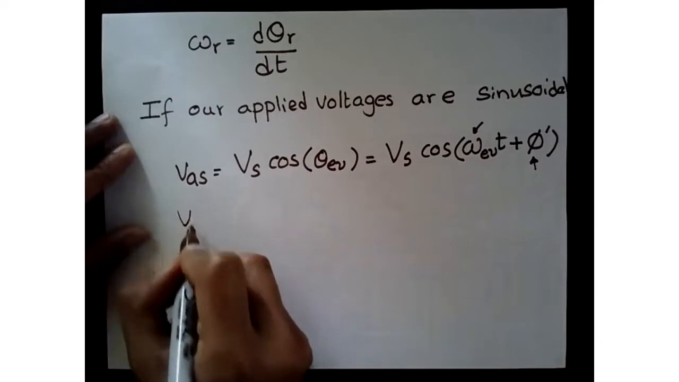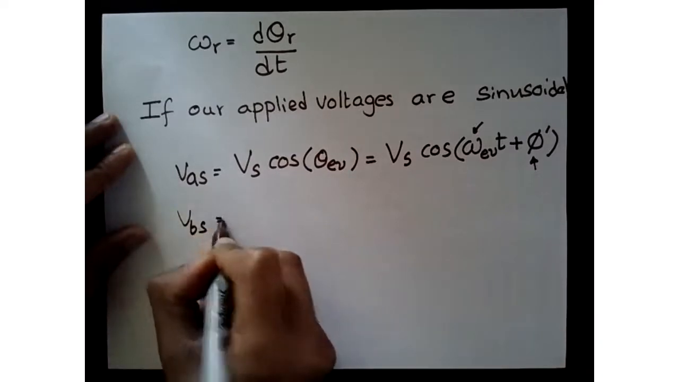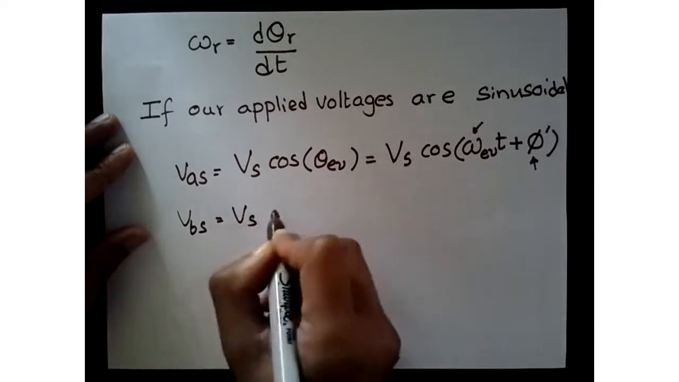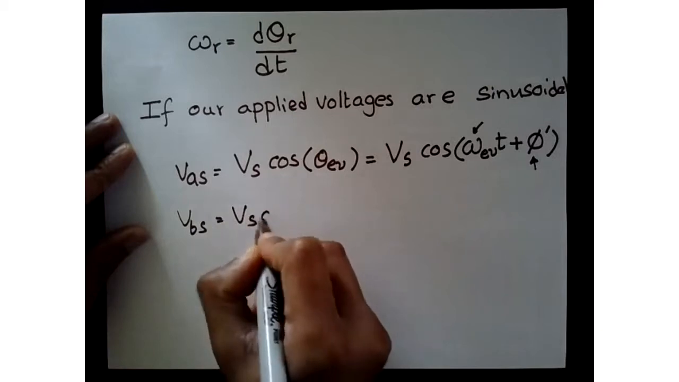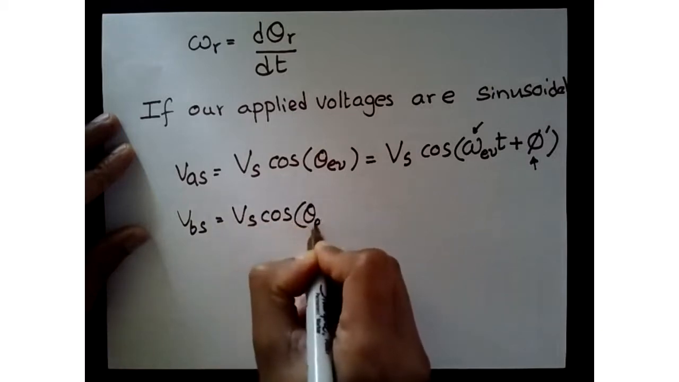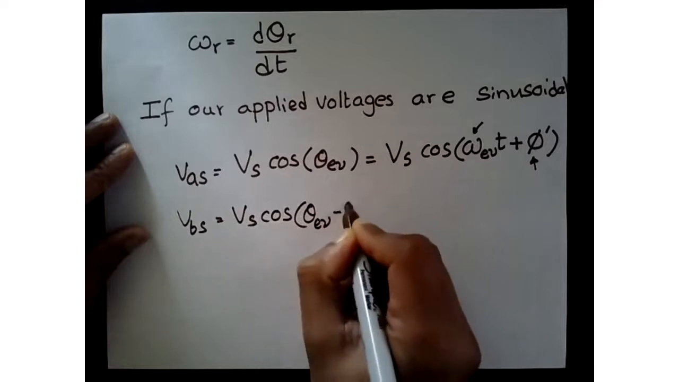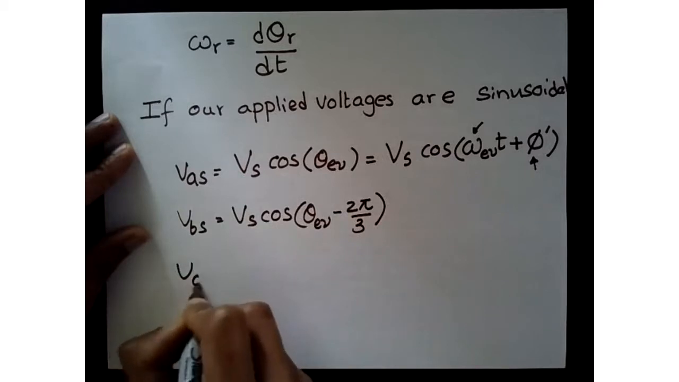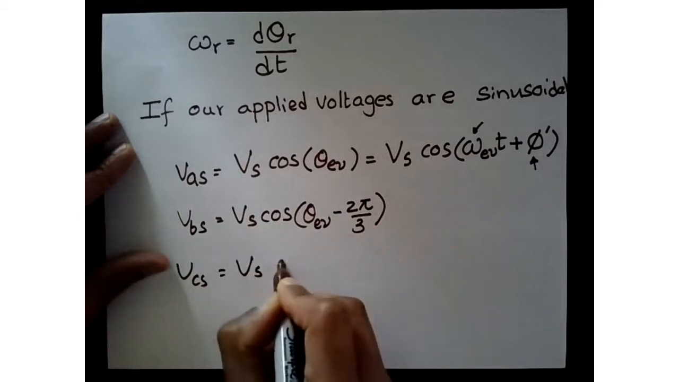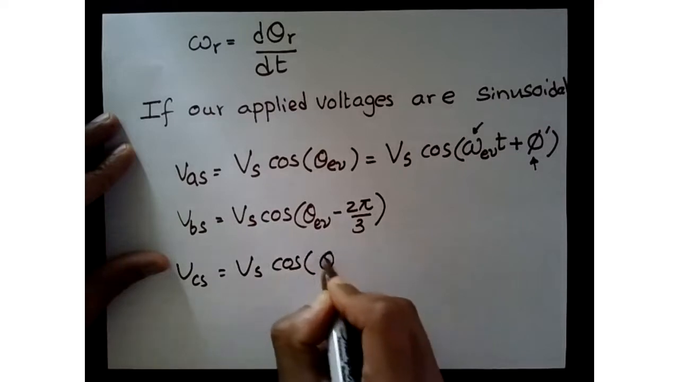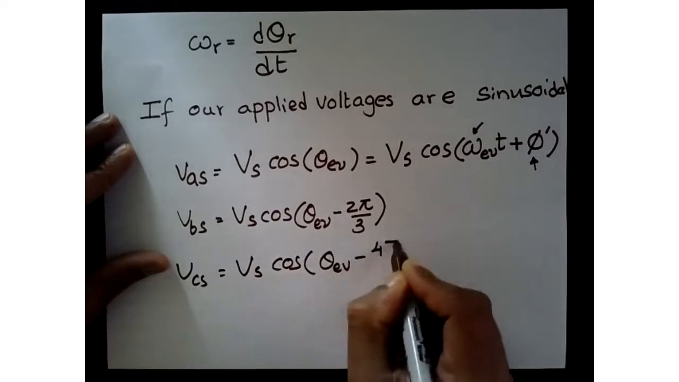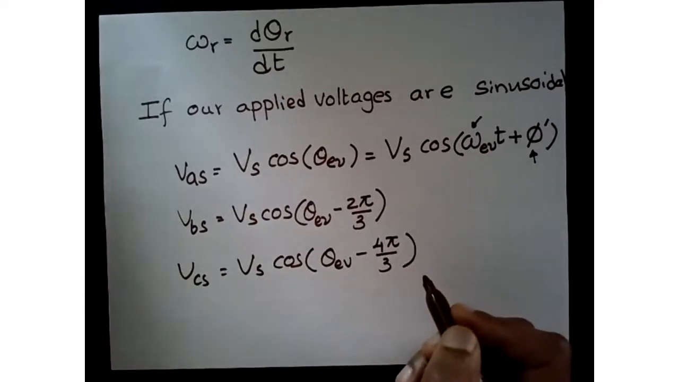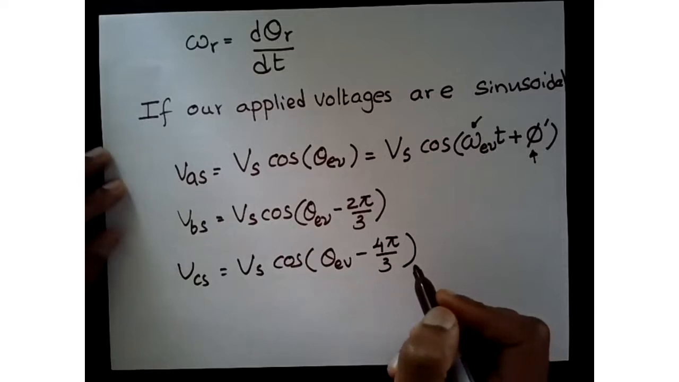Now, if we are applying VAS like that to be balanced, our VBS will have the same amplitude, then cosine theta EV minus 2 pi over 3. And then VCS, same amplitude, cosine theta EV minus 4 pi over 3.